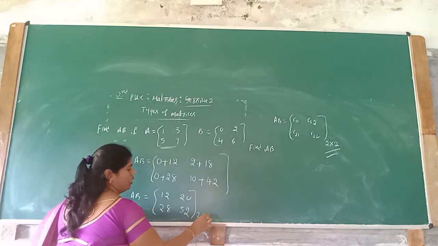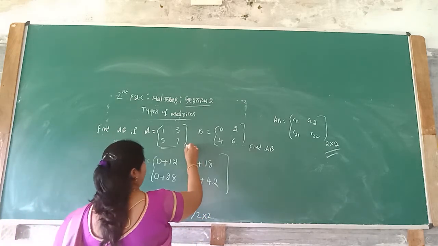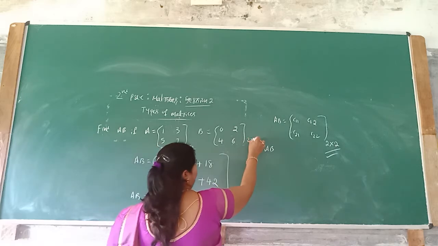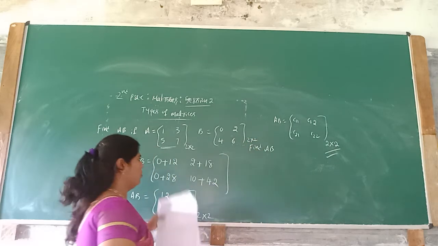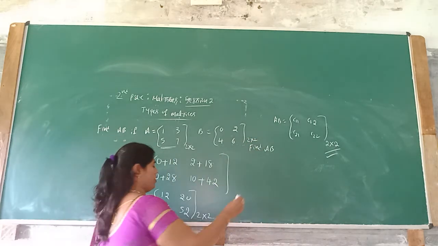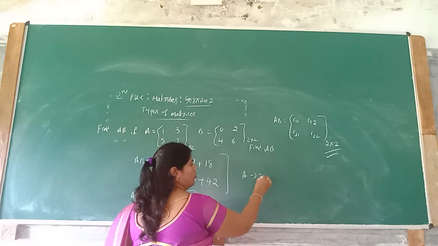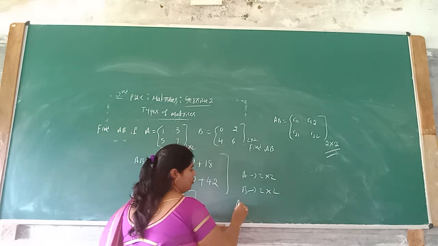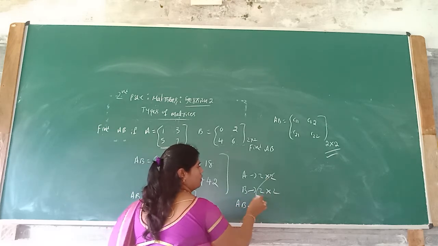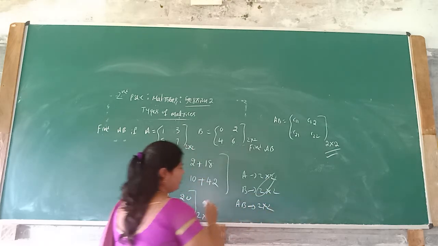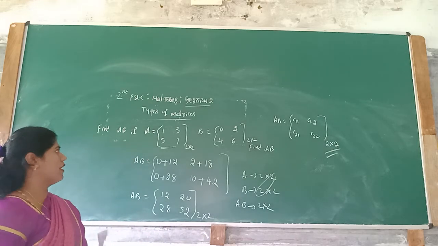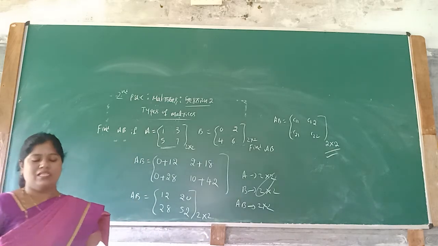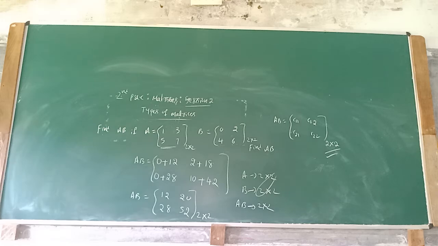So AB is of order 2 by 2. A is of order 2 by 2, B is of order 2 by 2, and AB is of order 2 by 2. If it is the same order, this is easy to get. So here the matrix product is defined. Okay, we found AB.